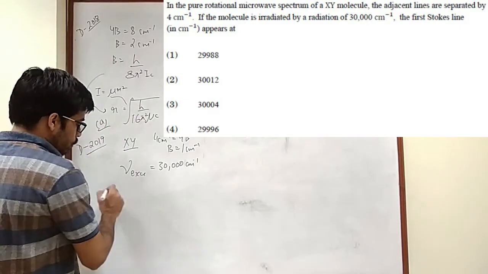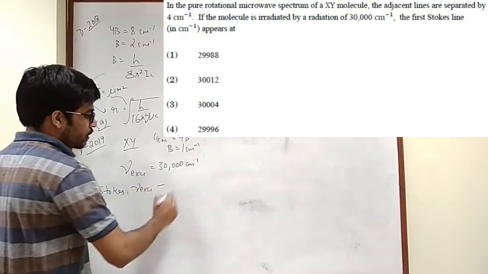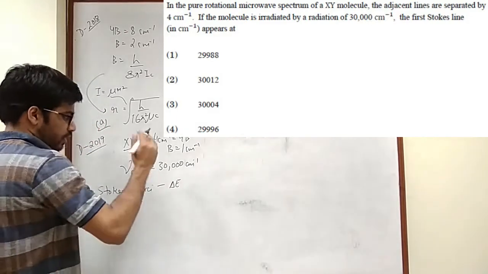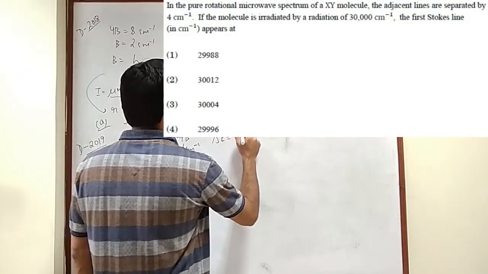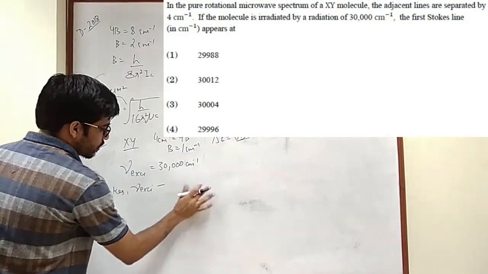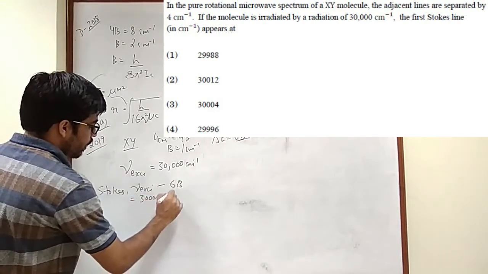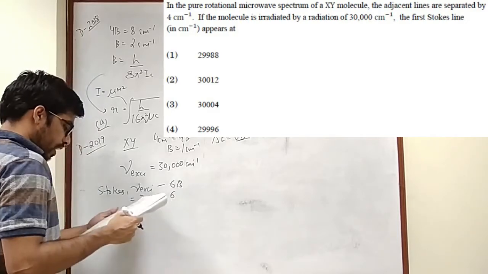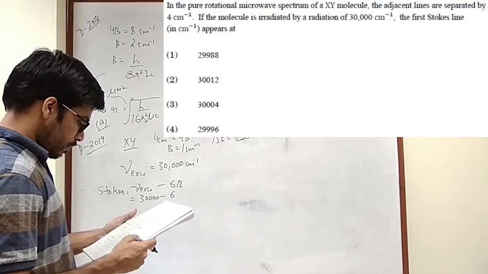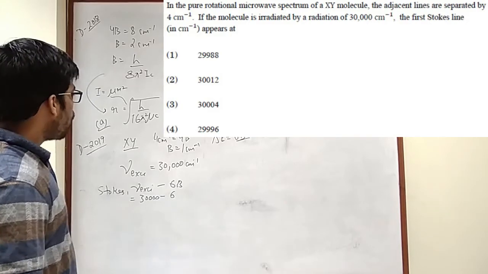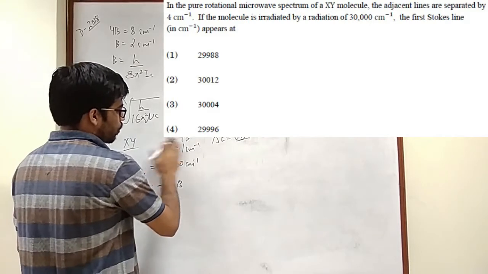Now we know for Stokes line, what do we have? Mu excitation minus delta E for the first line. For the first line, what is your delta E? We have 6B, right? So that would mean this is minus 6B. That is 30,000 minus 6. Have I made a mistake? Separated by 4 centimeter inverse. Okay, I have made a mistake. The mistake is I considered this to be rotation Raman spectra.